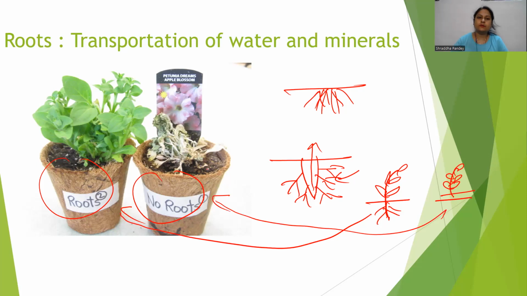After 1 week, what will you observe? One of the plants will show a good growth, a very nice growth. But the other plant has died with no roots. The plant which has no roots has died.